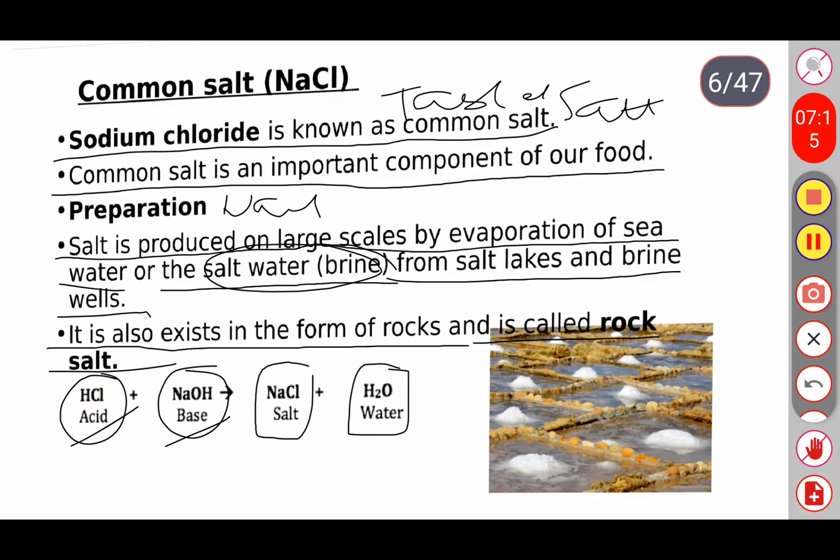So this is the preparation of the salt, that is NaCl. NaCl is obtained from two major compounds. When they react, it will form NaCl. So what are the two major compounds? First one is HCl and second one is NaOH.